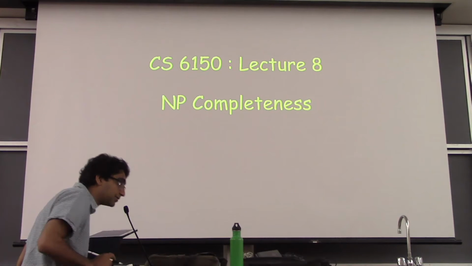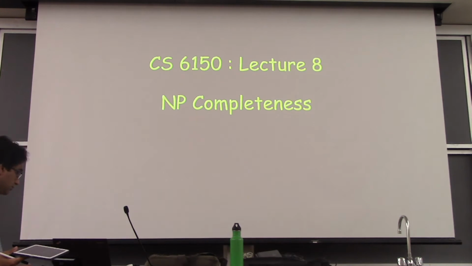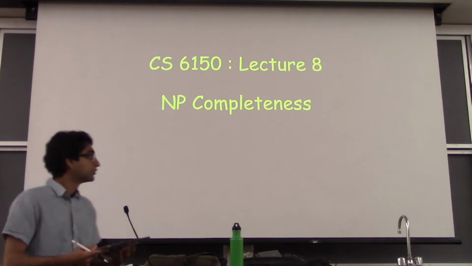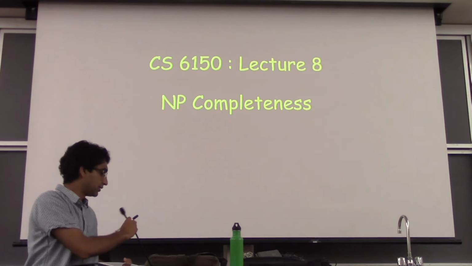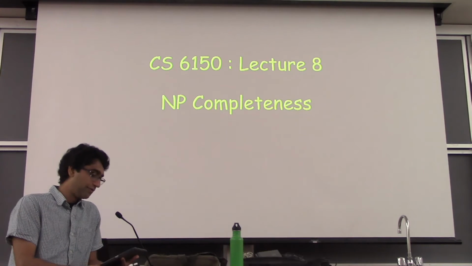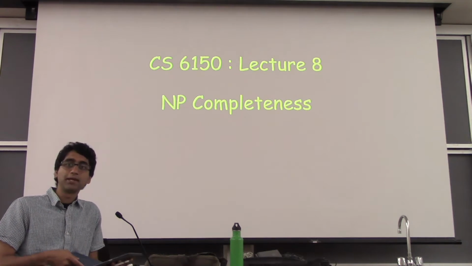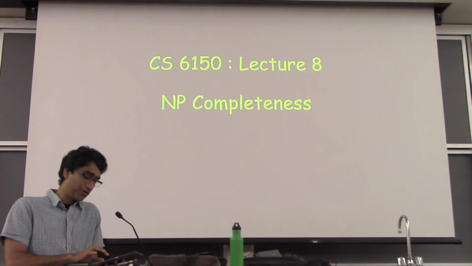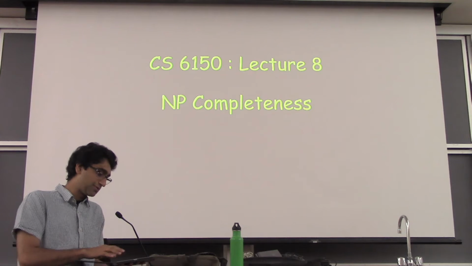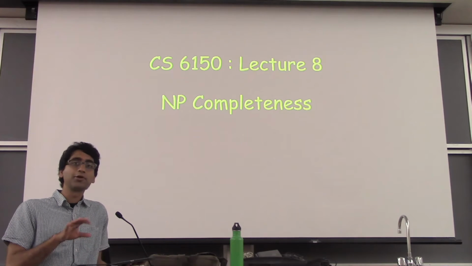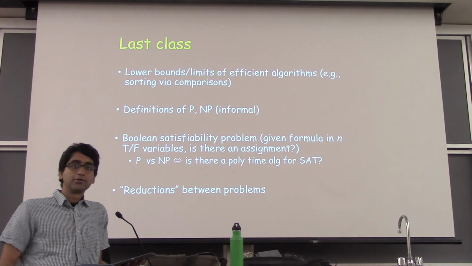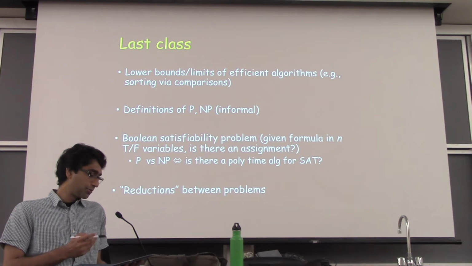Okay, let's start. So today I want to continue doing stuff that we started last time. Basically, we saw what, roughly speaking, the classes P and NP were. We posed this question, P versus NP. So today we're going to study this notion of NP completeness. Let's do a quick recap.